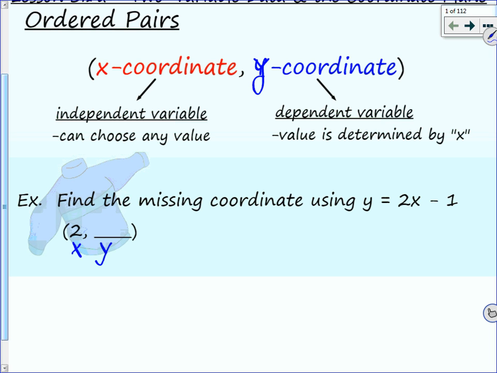So to find the missing variable Y, you just plug in 2 for X. And what do we get, everybody? Okay. 3. So when we plug in the missing coordinate, we get 2, 3. Any questions?